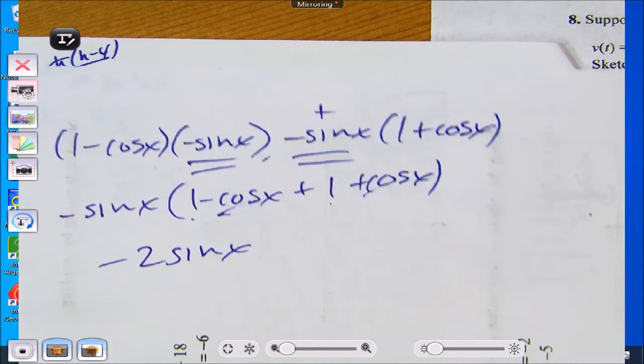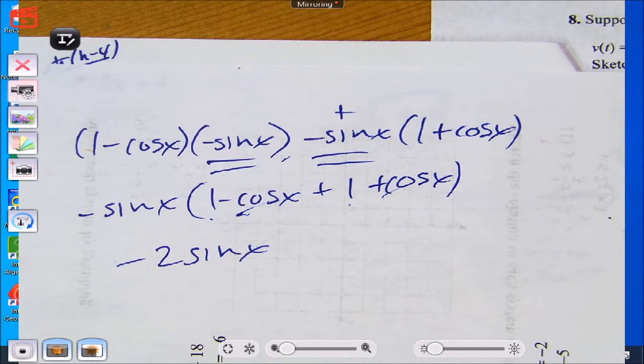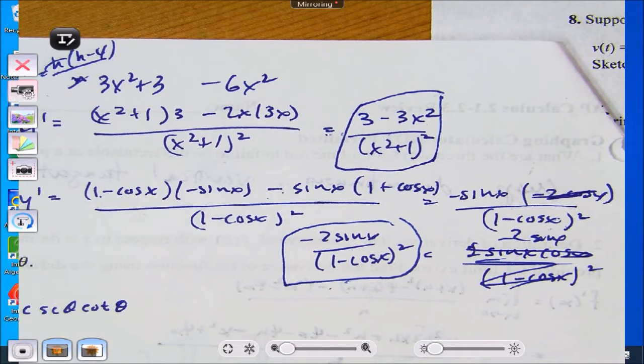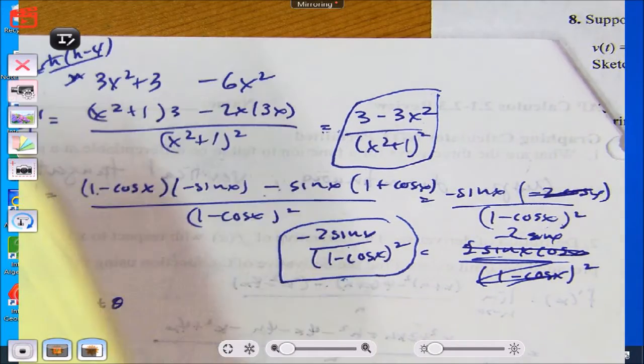Mr. Spencer, would the equation change if it was 1 minus cosine x or 1 plus cosine x? It might be negative 2 sine x cosine x over 1 plus cosine x squared. But I'm not sure, I'm just guessing. I'm just thinking the different thing would cancel.